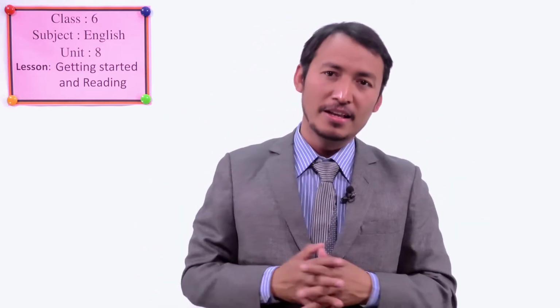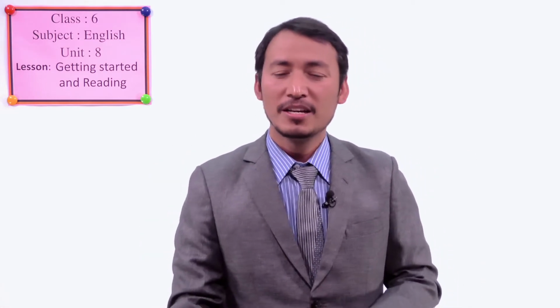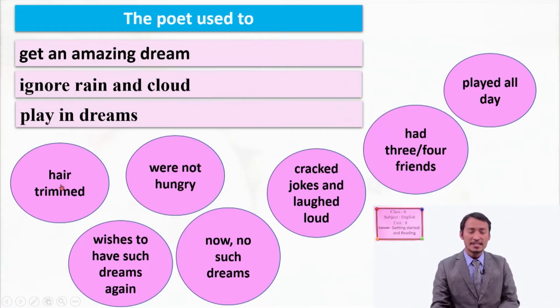So the writer is talking about what he did in the dream. Okay, what he did in his past, in his childhood. So here are different activities. You can now describe these activities in the past tense, like trimmed. He trimmed his hair. He was not happy, and he cracked jokes. And he had 3 or 4 friends. And he played all day.